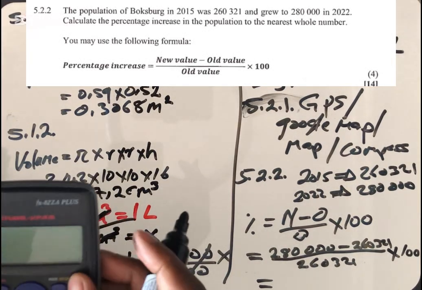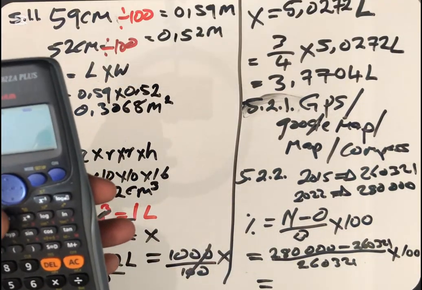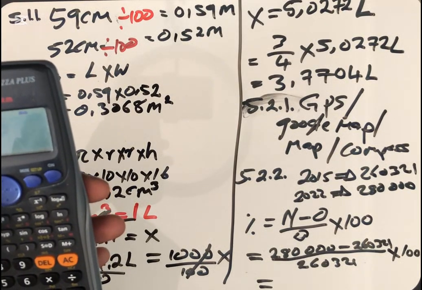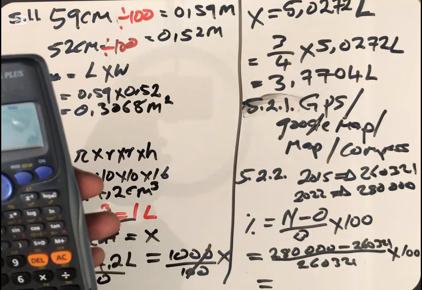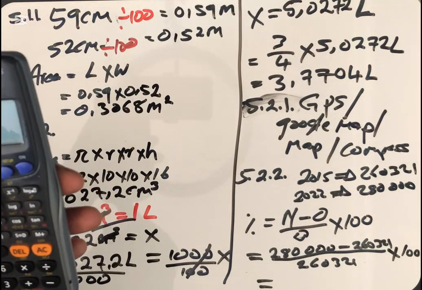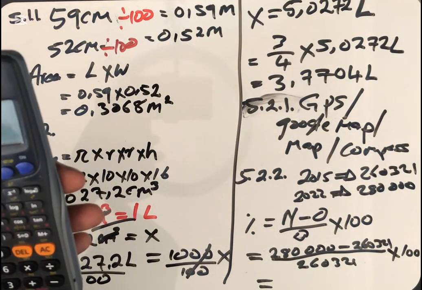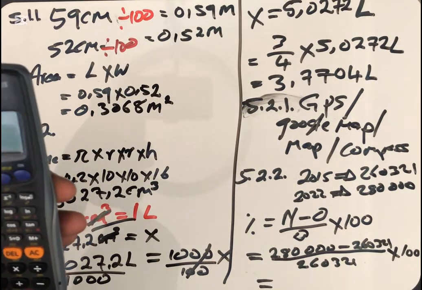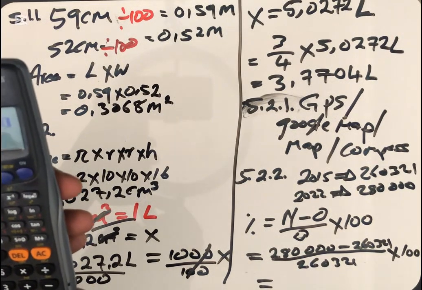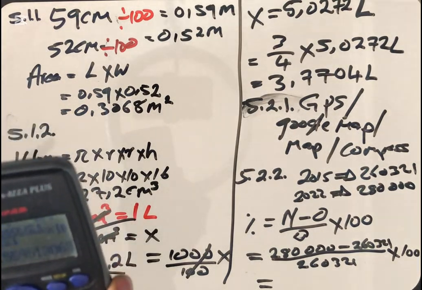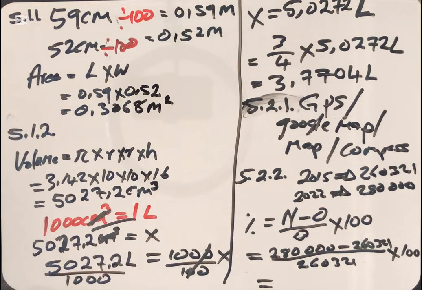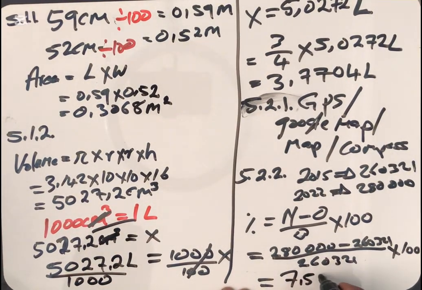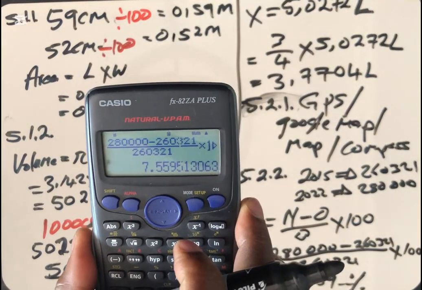We can put everything here in the calculator to find the final answer here, which is 280,000 minus 260,321 over 260,321. Multiply everything by what? By 100. We found that it has grown by 7.56%. 7.559%. You write all these numbers after a comma.